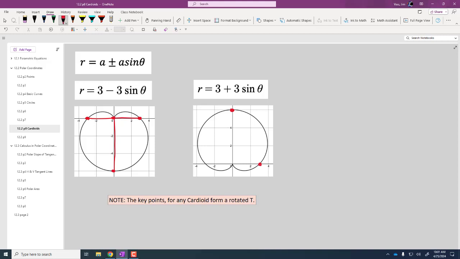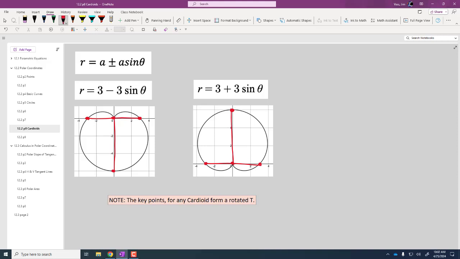Then we get over to pi. Sine of pi is 0. 3 plus 0 is 3. So we go 3 in the pi direction. And the fourth point, sine of 3 pi over 2 is negative 1. 3 minus 3 is 0. There's our fourth point right there. There's our capital T. Connect the dots.